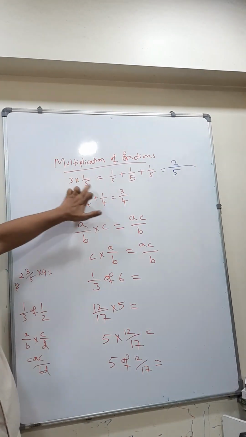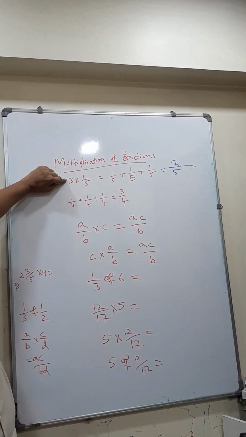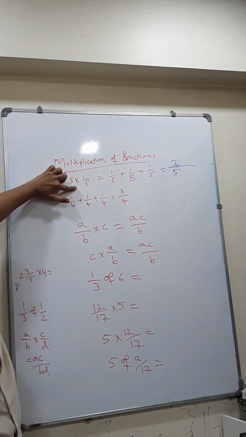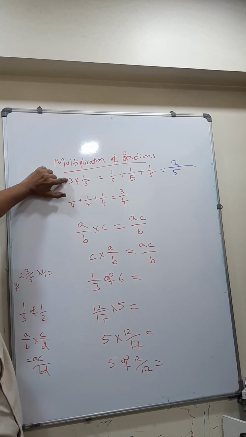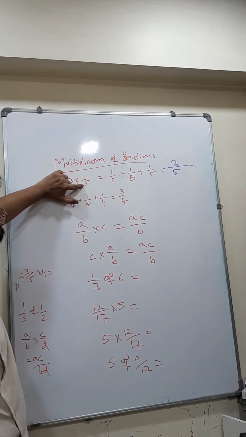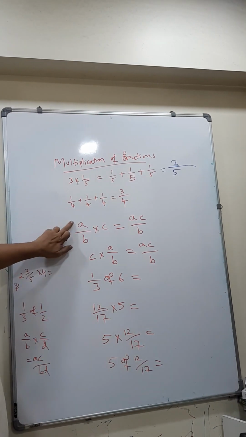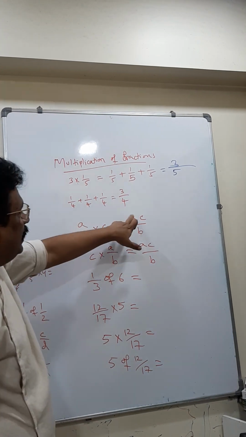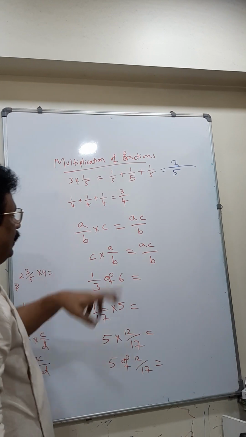Now 3 into 1 by 5, 3 is the upper number. Only 3 means it is always understood that it is 3 by 1. Now this you forget. Okay? So this is 3 into 1, 3 upon 5. For example, A upon B into C is equal to A into C, that is AC upon B.